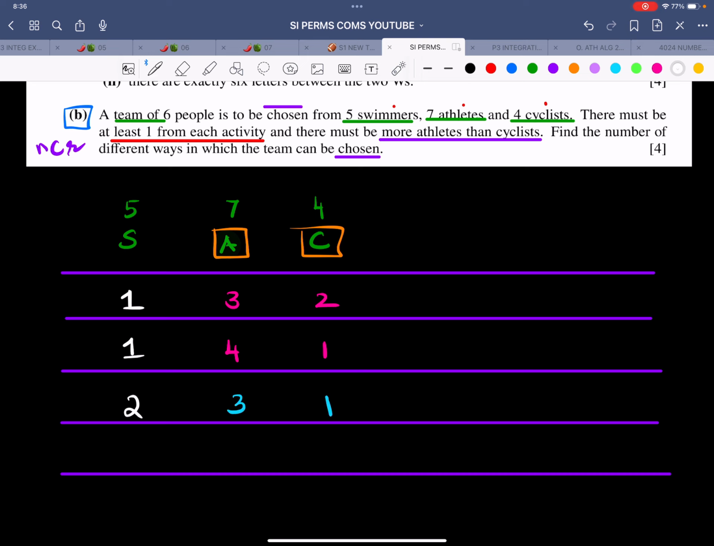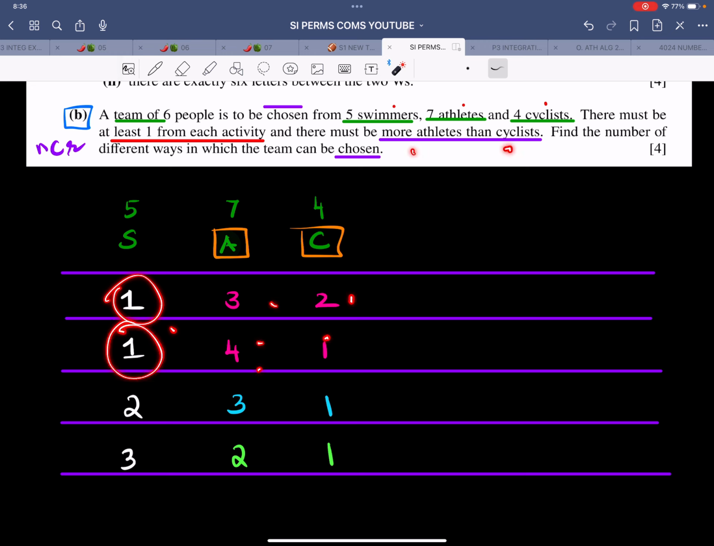Let me increase the number of swimmers to 3. And then over here, I can choose 2-1. Double check everything. There is no hurry. 1 is fixed. 3-2, more athletes than cyclists. 1 is fixed. 4-1, more athletes than cyclists. Increase the number to 2. A total of 4 is needed. So 3-1 is there. This is increased to 3. 2-1 is there. All of them add up to 6.